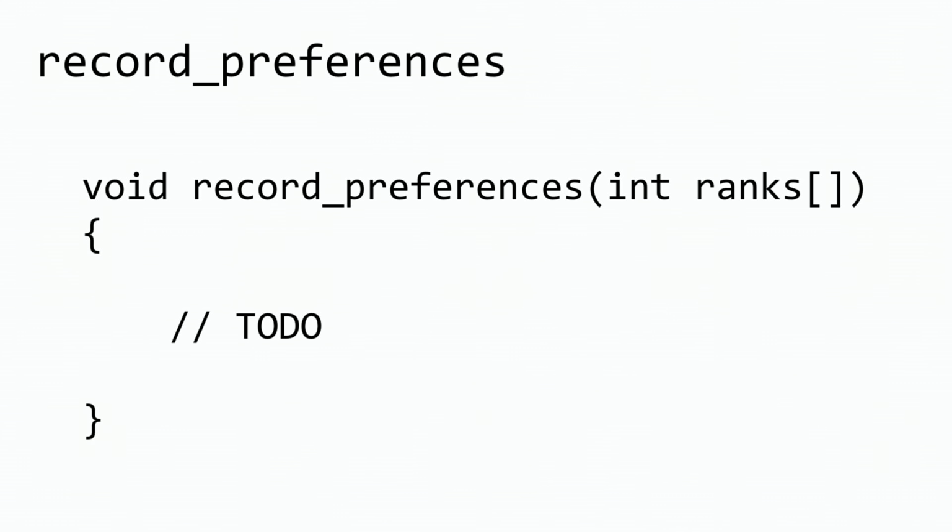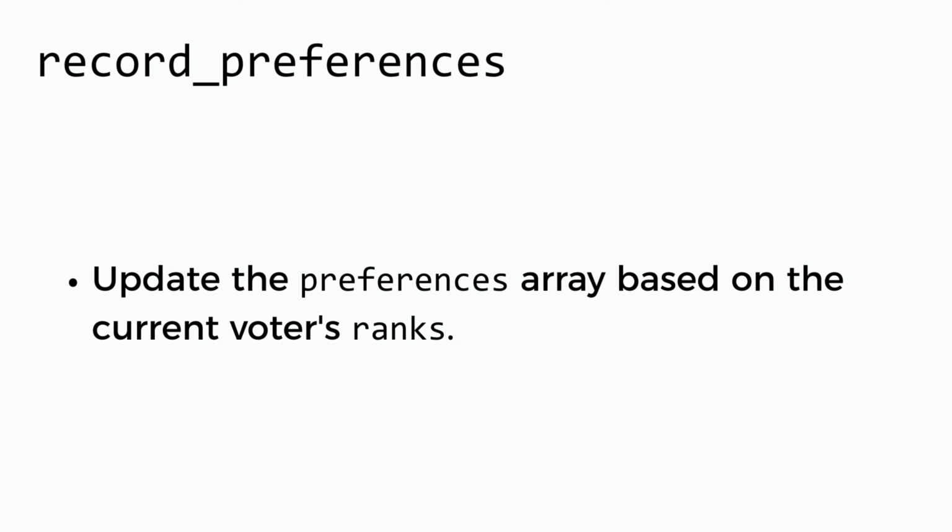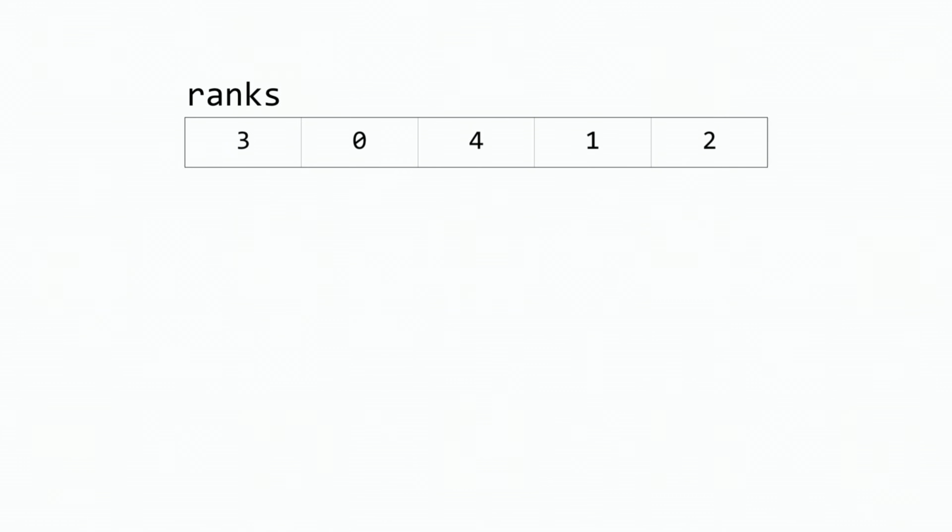What are you going to do with that ranks array? Well, it's going to be passed in as an argument to the next function you'll write, record preferences. And the job of the record preferences function is going to be to update the preferences two-dimensional array based on the current voter's ranks. So you'll be given a ranks array that looks a little something like this.